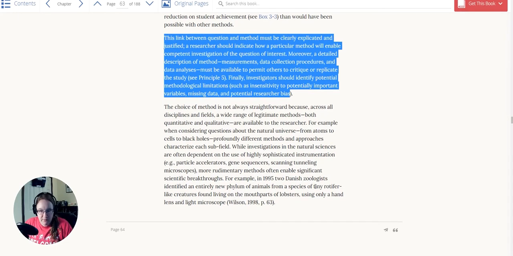For example, in 1995, two Danish zoologists identified an entire new phylum of animals from a species of tiny rotifer-like creatures found living in the mouthparts of lobsters using only a hand lens and light microscope. Sometimes the simplest methods are the best ones.